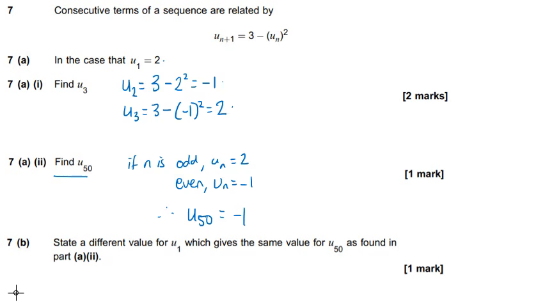And the last part, state a different value for u1 which would give the same value for u50. Well, if we go back to the start, we had u1 equals 2. So the function is we take 3 minus the previous term squared. So if it wasn't 2, but some other value, what other value squared would give the same value as 2 squared? The answer there is u1 is equal to minus 2, because when we square a negative number, we get the same answer. So that's the alternative, u1 is minus 2 instead.